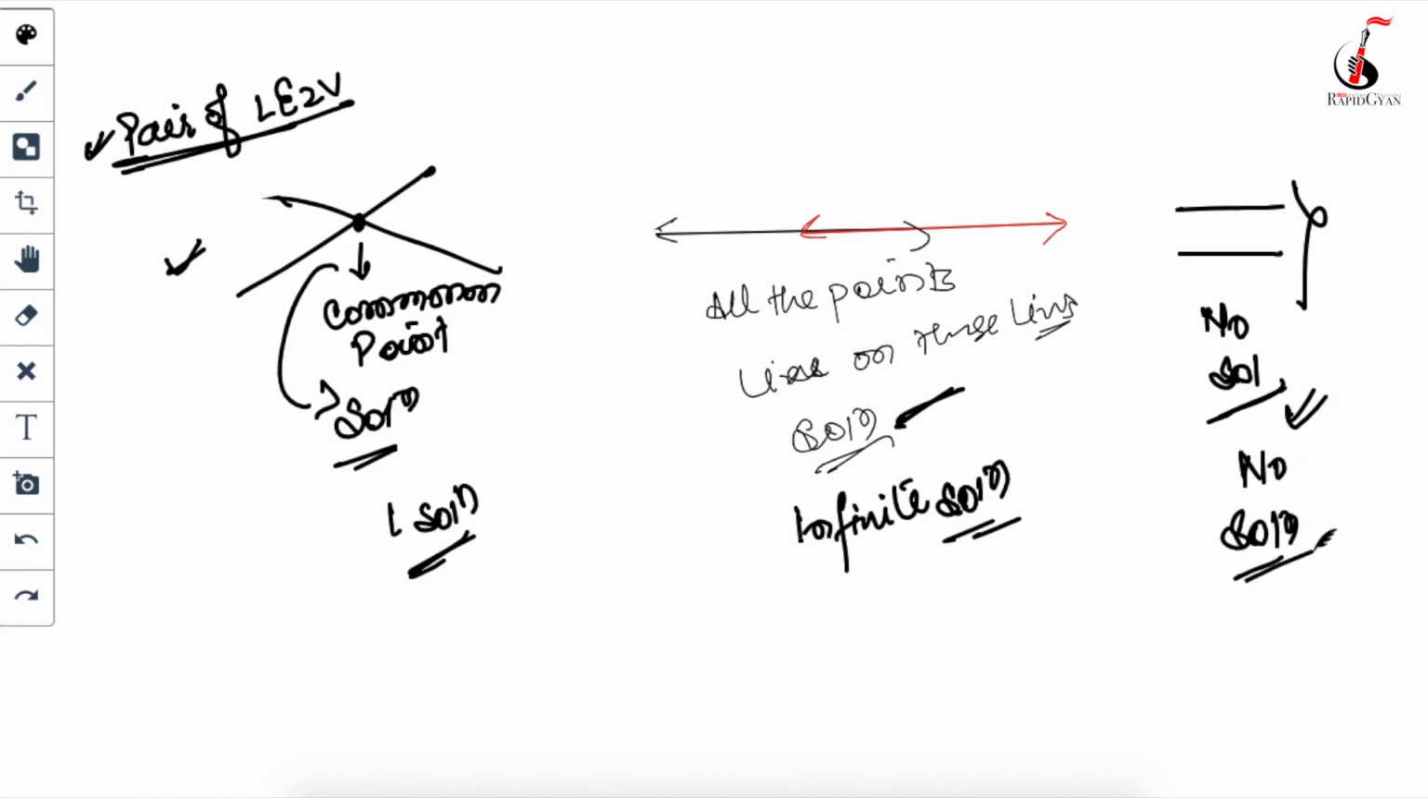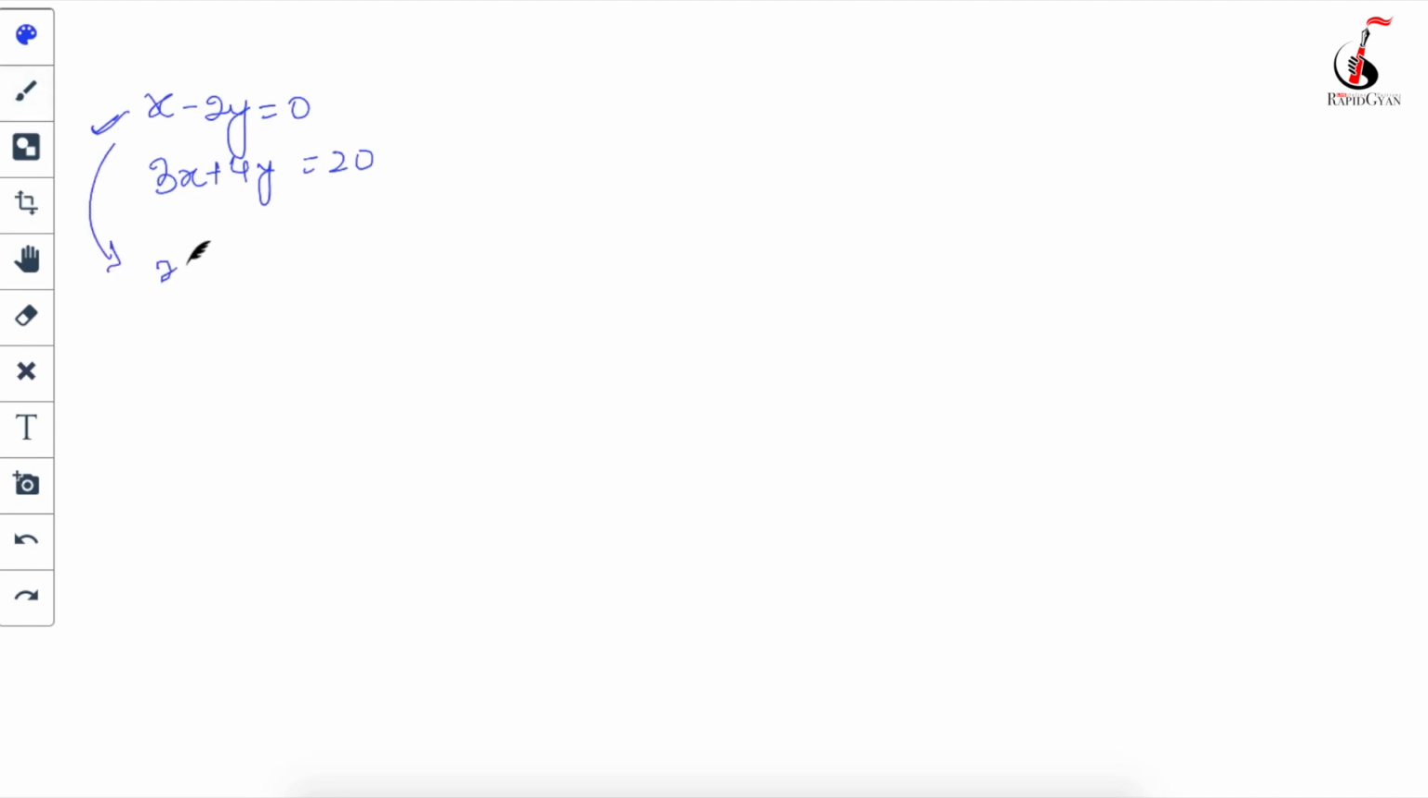So we are going to take the three examples and solve them. First example, again I will go with the example which we have taken: x minus 2y is equal to 0. We will draw the graph. Okay, x minus 2y is equal to 0, and another one is 3x plus 4y is equal to 20. So how do we do that? First I will have to draw the graph of x minus 2y equal to 0. In order to draw the graph, I will have to find the values of x and y. Correct? So we simply assume one value and find out the other value.